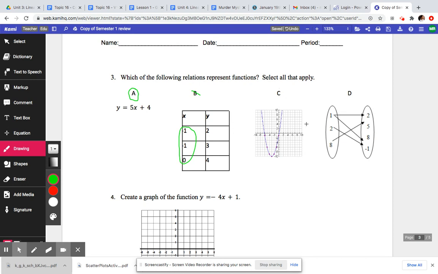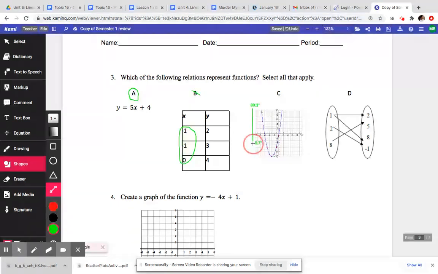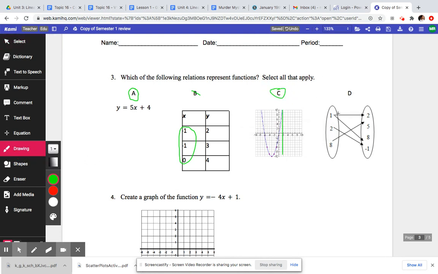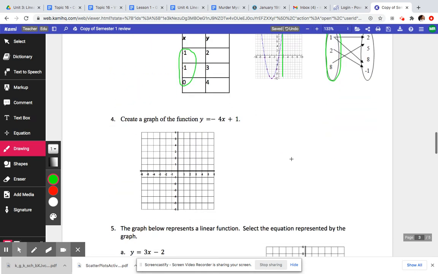C, we can do the vertical line test. If you have a straight line, and you cross your coordinate grid, and you only hit one point or one part of the line at a time, you have a function, and this one does pass that vertical line test, so C is a function. D, again, we just need to look at our x's, and your x's are always on the left, so this is your x, these are your y's. You can see that we have two arrows coming out of one, so this is not a function. All right, let's keep going down.